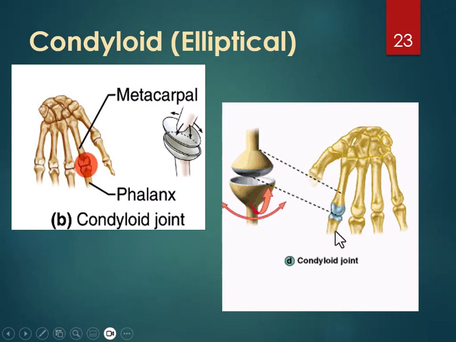So these right here in this picture are in the palm of your hand, and then what you can only see a part of is the bottom part of your finger. That joint, the blue one there, is condyloid.